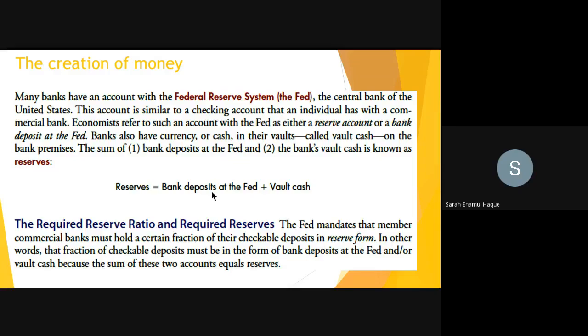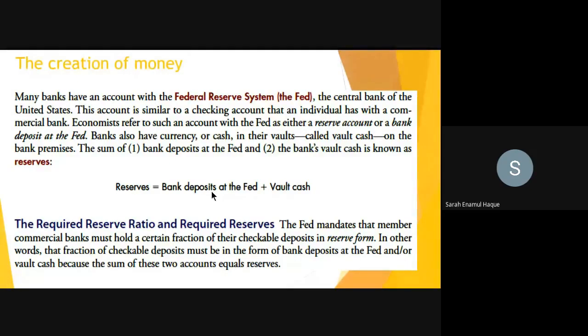Okay, is this part clear? What reserves are? Yes, ma'am. I hope it is clear. If it is not clear, please do let me know. Okay, so let's move on to the next paragraph.